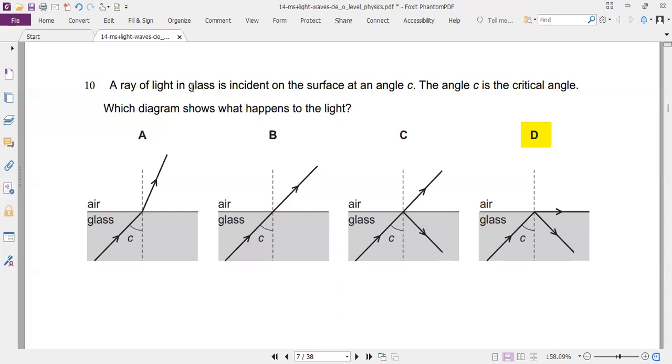Number 10. So if C is the critical angle, it should go like this. Remember, at the critical angle, some of the rays reflect and some make a 90-degree angle with the normal. That's the identifying mark of a critical angle, these three lines.